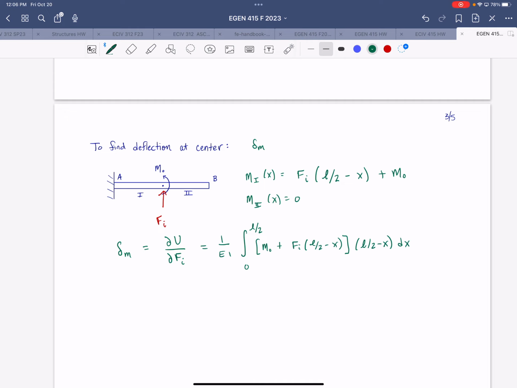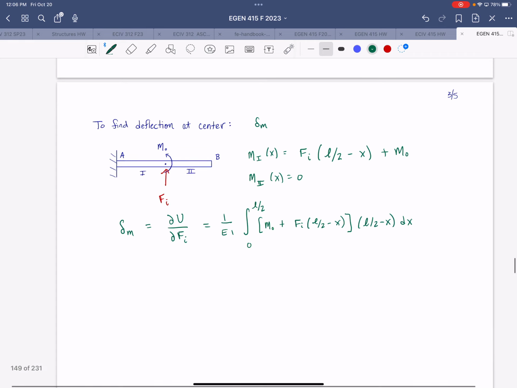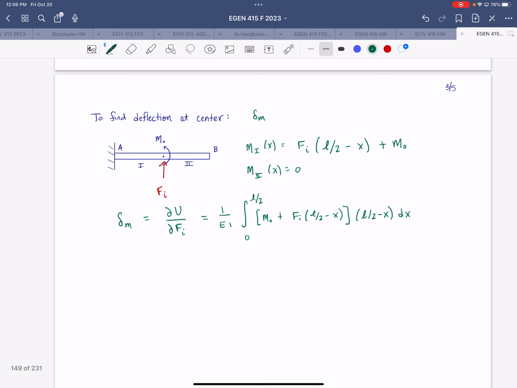And since M2 is just equal to 0, we don't have to bother with the integral for the second half of the beam span. So just evaluating this expression, we get delta M is equal to M naught L squared over 8 EI.